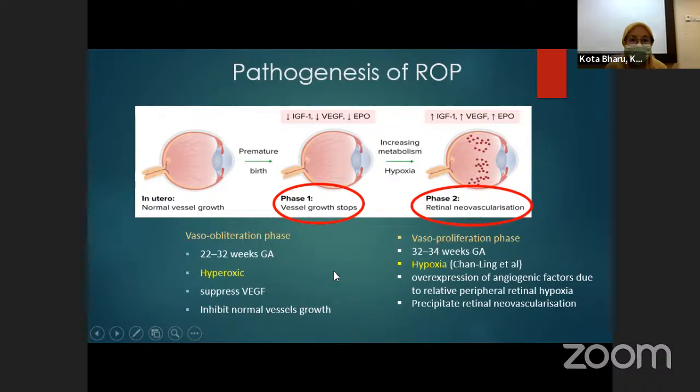Then, what happened in the vasoproliferative phase? Usually, the vasoproliferative phase occurs at 32 to 34 weeks gestation. There is relative retinal hypoxia. This relative retinal hypoxia will cause the overexpression of the angiogenic factor, vascular endothelial growth factor. This overexpression of vascular endothelial growth factor will precipitate retinal neovascularization.